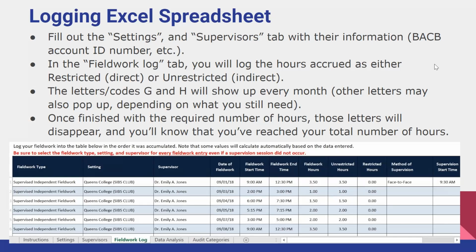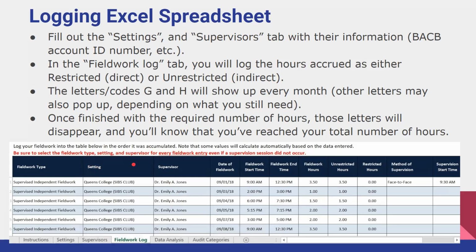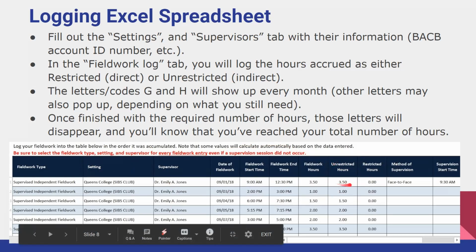Next slide. So, logging on the Excel spreadsheet. Be sure to fill out the settings and supervisors tab with your supervisor's information, such as the BACB account ID number, the setting where you are accruing your hours, etc. In the fieldwork log tab, which is pictured on the bottom, you will log the hours accrued as either restricted, direct, or unrestricted, indirect.